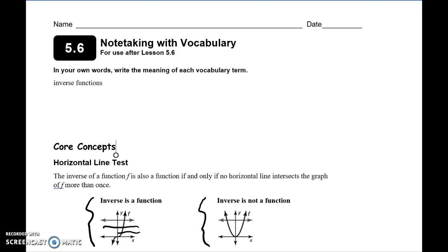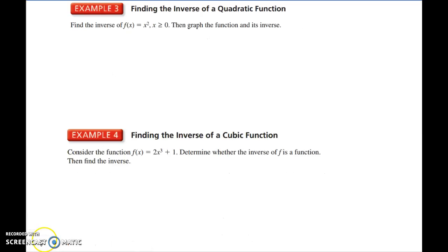So any horizontal line that I draw will only go through the function once. If the inverse is not a function, that means we can draw a horizontal line where it passes through the function twice. So the inverse does not exist for that example. Now go to your packet, page 15, and we're going to start with example 3.